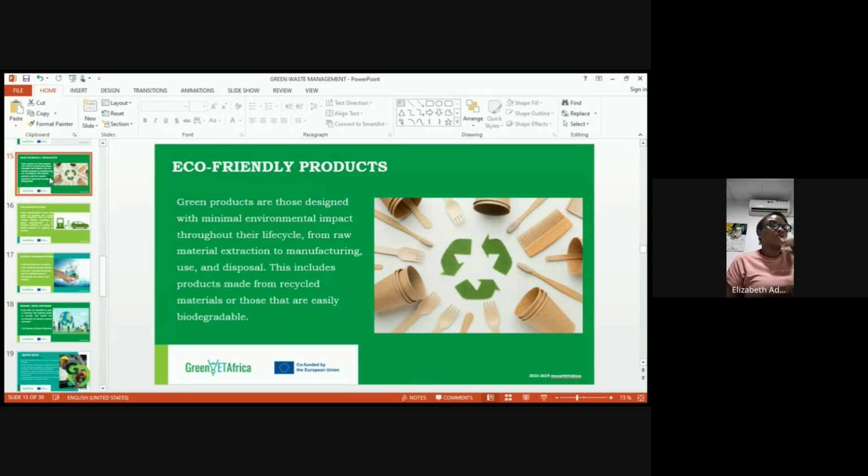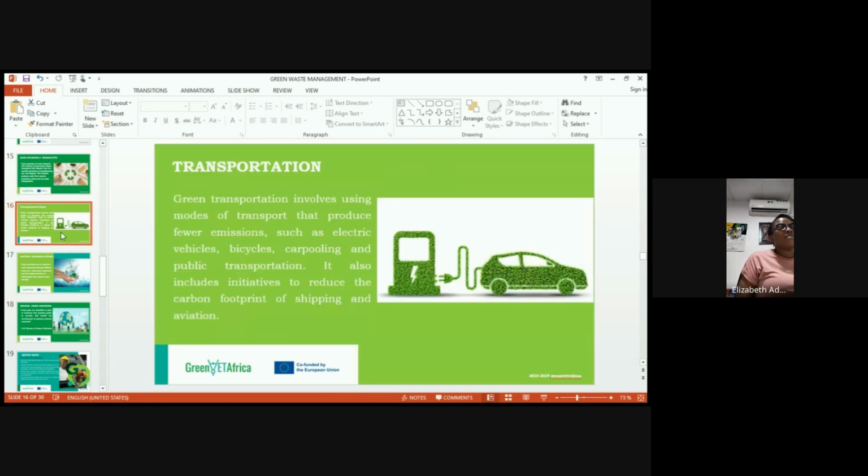So these are some of the things that we are looking at in the environmental context, switching to more eco-friendly products that will have minimal impact on our dear environment.